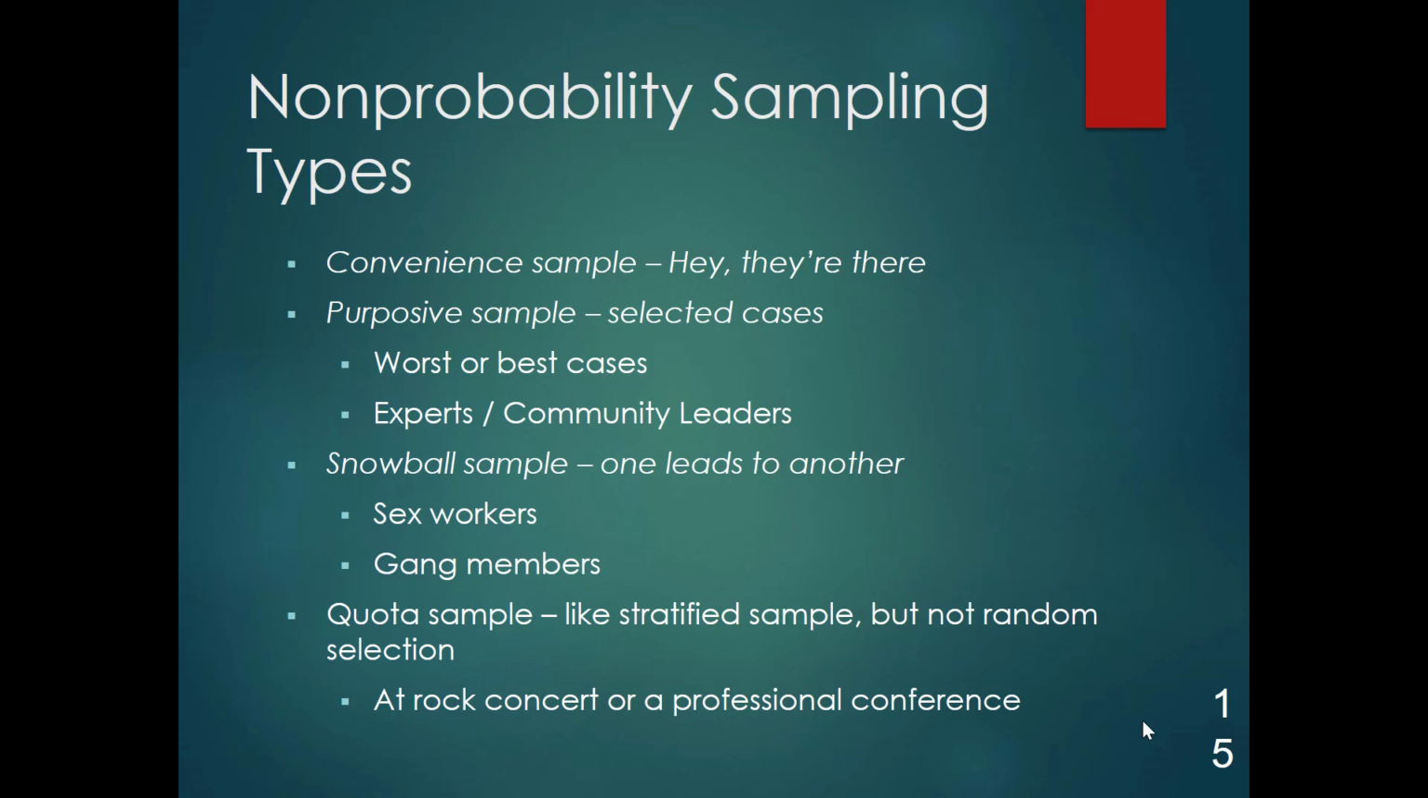Then there's quota sample, and this is like stratified sample, but there's no random selection. For example, you can select people at a rock concert or some people at a professional conference. So you would select people until you meet that quota. At a concert or a professional conference, you will find a lot of people there, so it's easier to meet a quota where there's a large group of people.